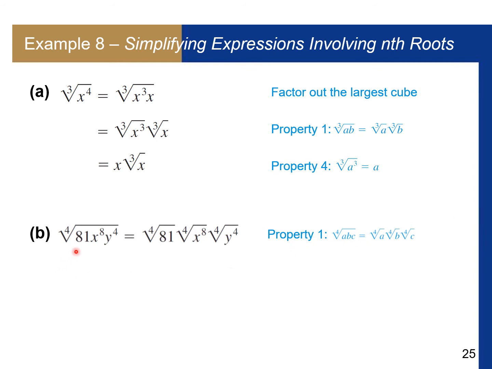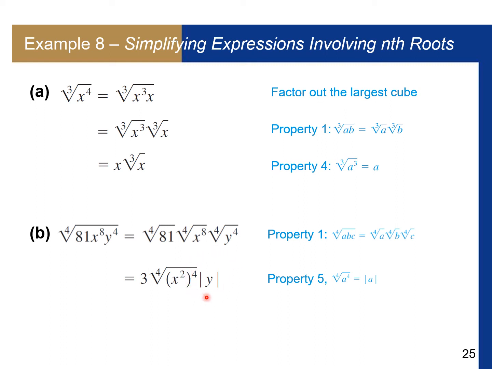Again, if we have 81, the 4th root of 81, x to the 8th, y to the 4th, we can split it up. We can break this one into 4, so put x to the 4th and x to the 4th. Or instead of doing that, they said x squared to the 4th power. You can do it that way as well.